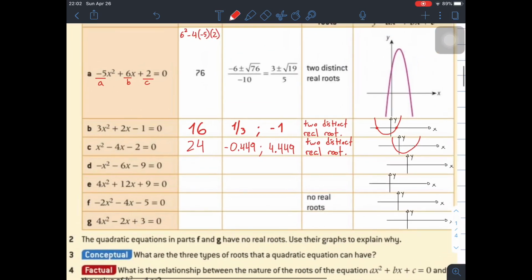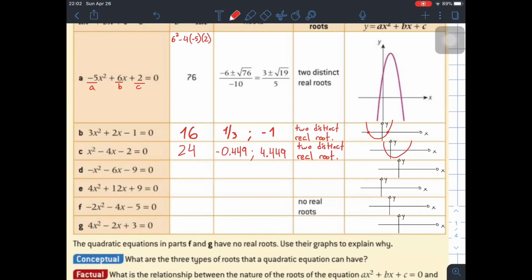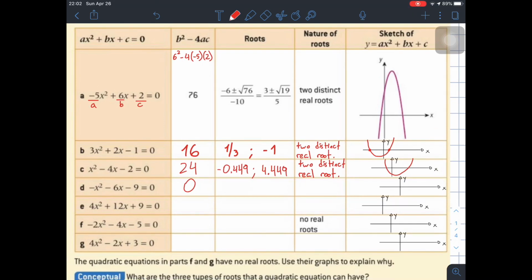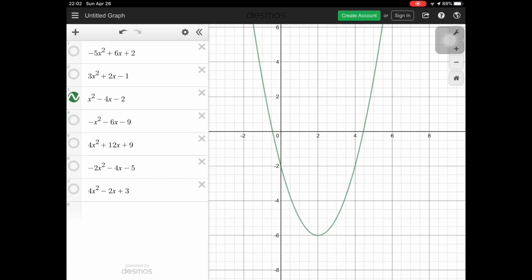Then for part D, negative x squared. Okay, if we find the discriminant for this case, we would get b squared, that's negative 6 squared, minus 4 times a, which is negative 1, times negative 9, which is c. This gives us 0. Okay, so let's graph this to see what's happening. Graph number D, letter D is this one.